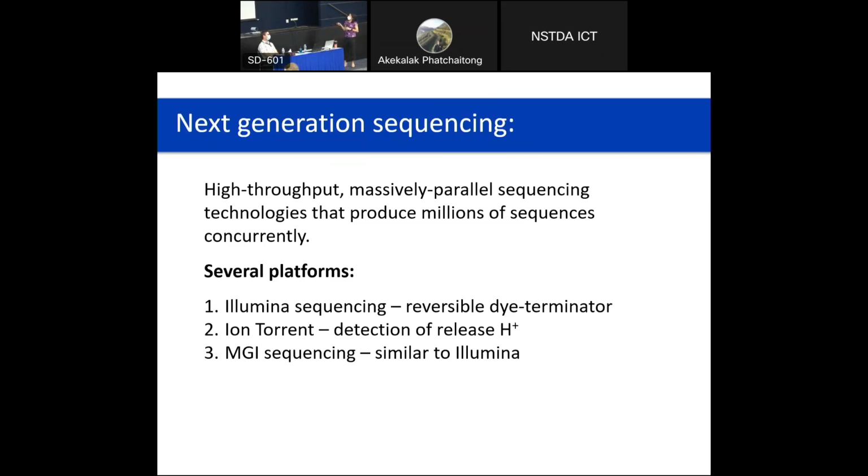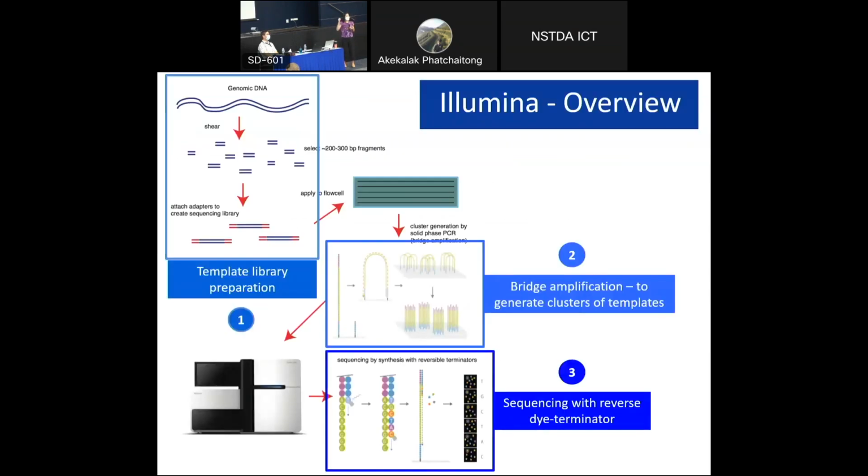There are several platforms, the three most popular ones being Illumina, Ion Torrent, and the MGI sequencing. Today we'll go over the Illumina sequencing, but if you or your lab happen to use a different platform, you could look it up. The idea is pretty similar. The general idea is that you have to build what's called a library, which is a collection of small fragments that you're going to sequence. So the first step is to build the library.